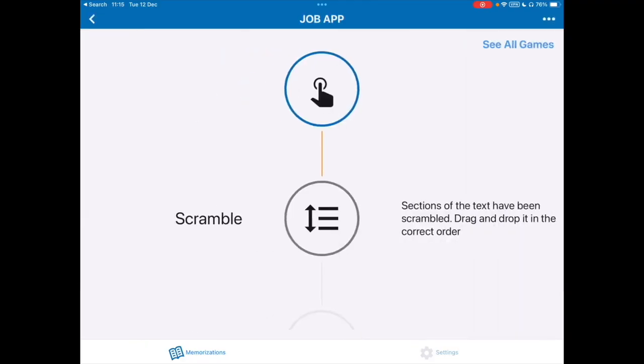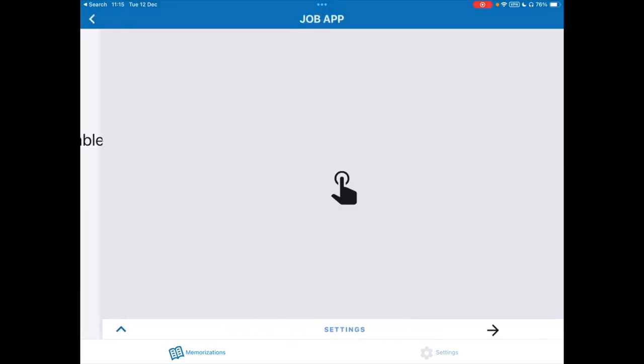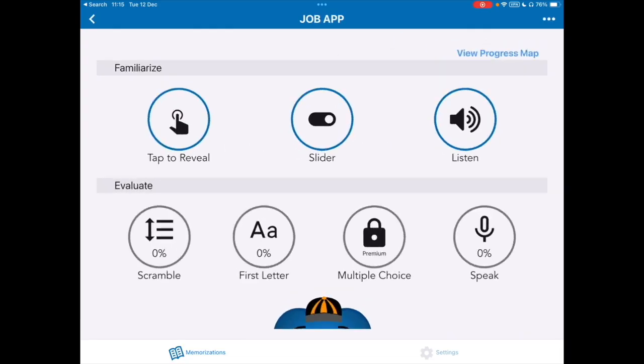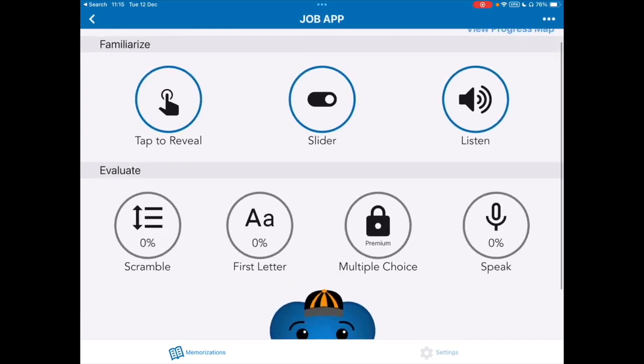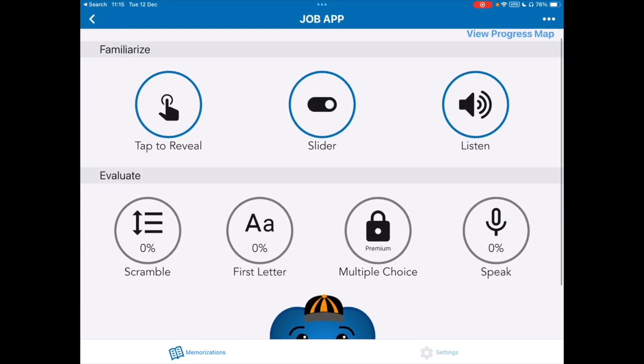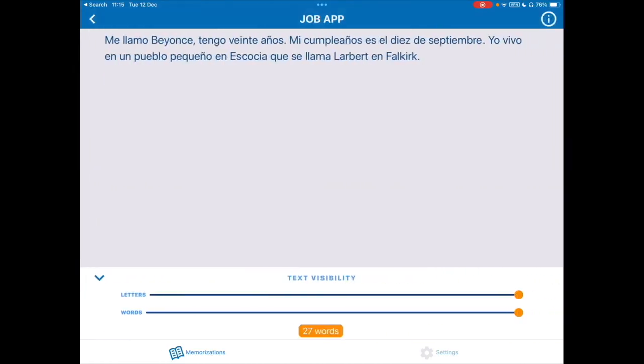If we head back to the main page there, and you see all games, there we are, see all games, you can see you've got a variety of things that you can choose from. And something that we would also recommend is Slider. And that is something that can help with spelling or word order.